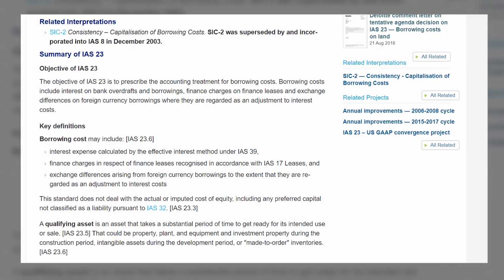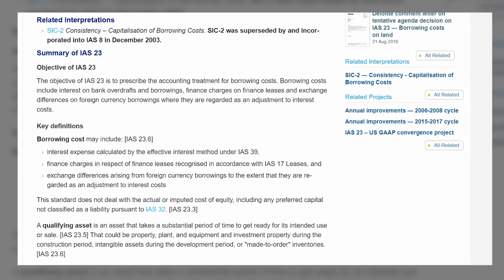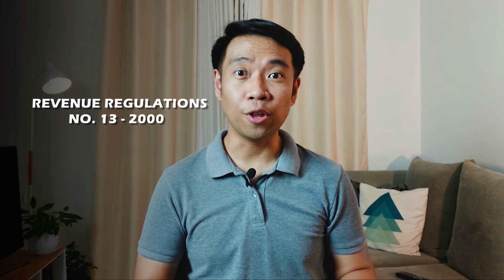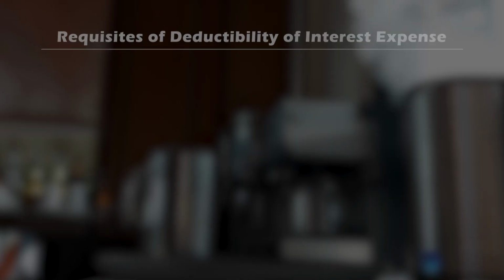It is reported in the income statement and is derived from lending arrangements such as lines of credit, loans, and bonds. For tax purposes, the requisites for deductibility of interest expense are mentioned in Revenue Regulation 13-2000, issued on December 29, 2000, which implements Section 34(B) of the Tax Code as amended. The requisites are as follows.